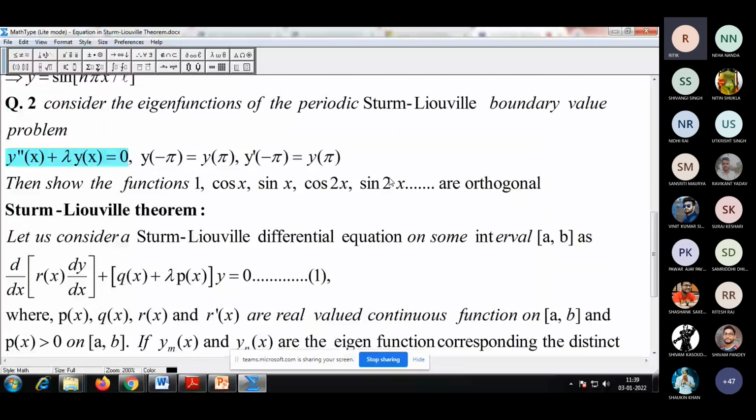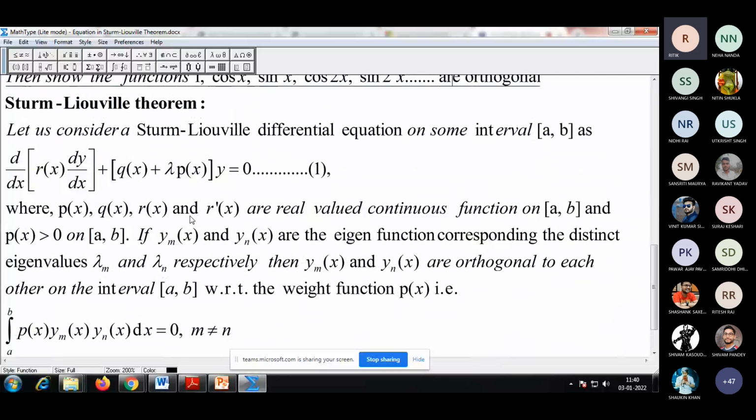We will get the solution. Now, Sturm-Liouville's theorem. Let us consider a Sturm-Liouville differential equation on some interval [a, b] as d/dx (r(x) dy/dx) + q(x) y + λ p(x) y = 0, where p(x), q(x), r(x) and r'(x) are all real-valued continuous functions defined on the closed interval [a, b], and p(x) is greater than 0 for all x belonging to the interval [a, b].